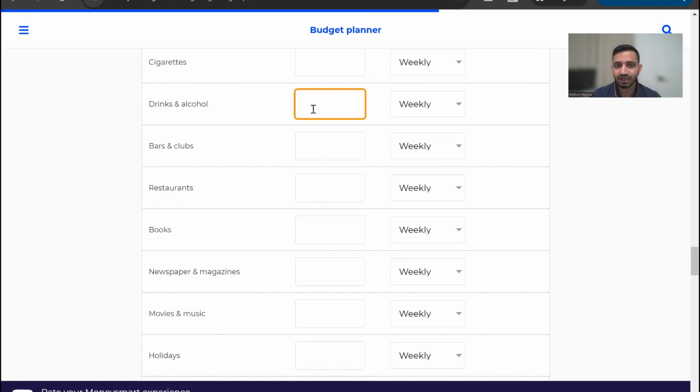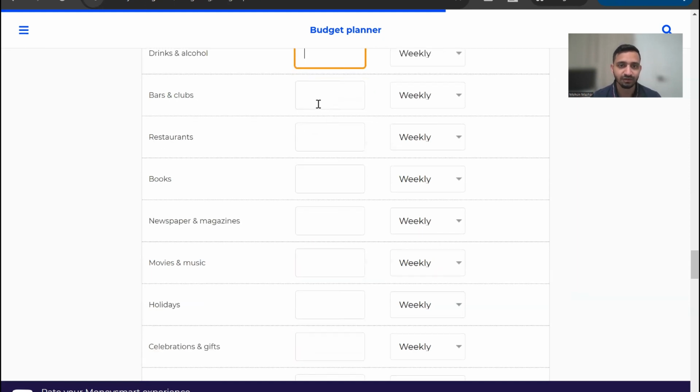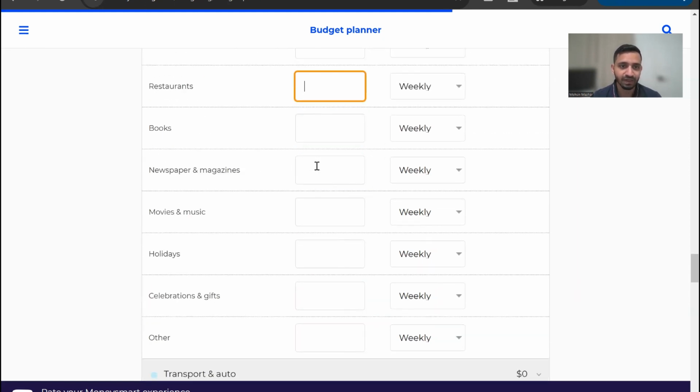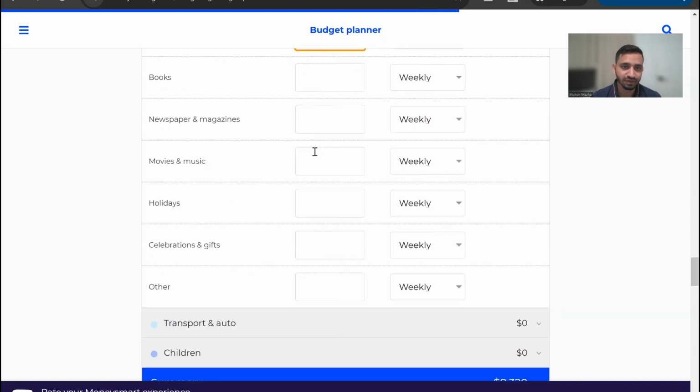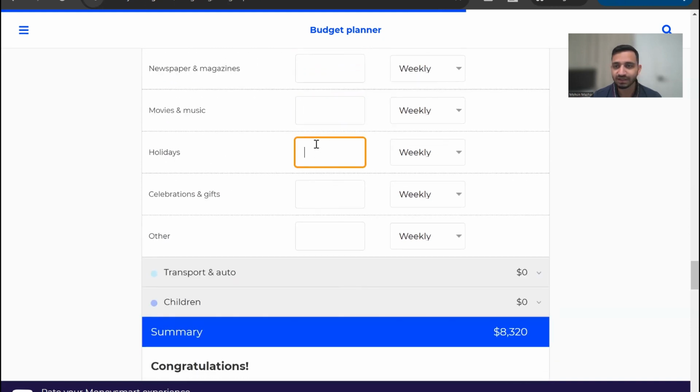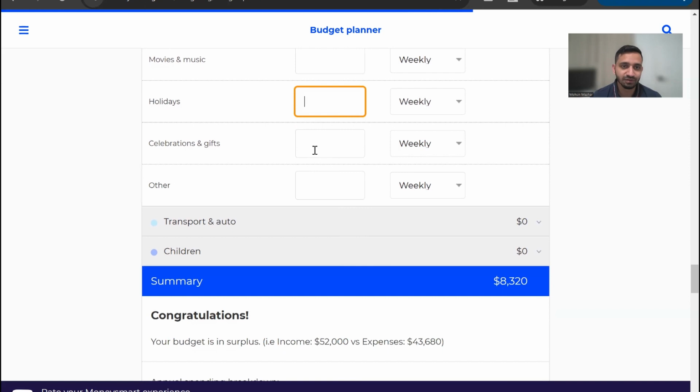Drinks and alcohol, you guys, a lot of international students I know sometimes like to drink. So again, it's expensive. A drink in a bar is about $10, $15. So think about how much we can afford. I will come back to this if we have money left. At the moment, I will say a no for this one for now. Newspapers, books, just ignore them for now. Holidays, well, if you had money, then you can go on holidays, but at the moment, it's going to be a bit tight.